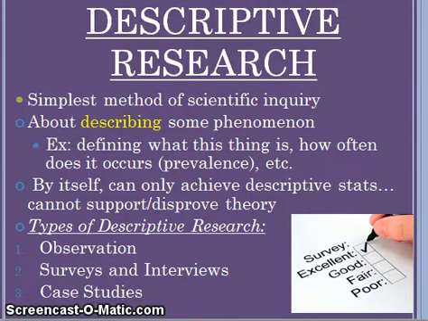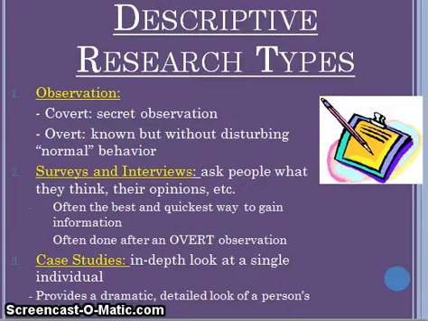There are 3 types of descriptive research: observation, surveys and interviews, and case studies, and we're going to go through these as well. The first is observation. Observation can be covert or overt. Covert observations are secret observations, done without the subject knowing that they are being observed, or we have overt observations, which is known, but it's usually used without disturbing. I always tell my students that even if you are not actively disturbing the subject, you are usually psychologically disturbing the subject in their normal behavior.